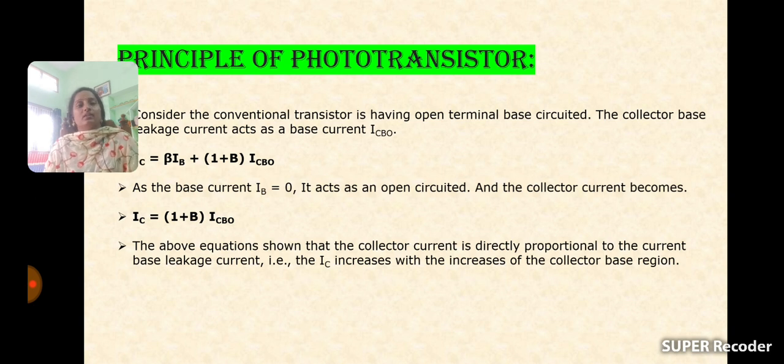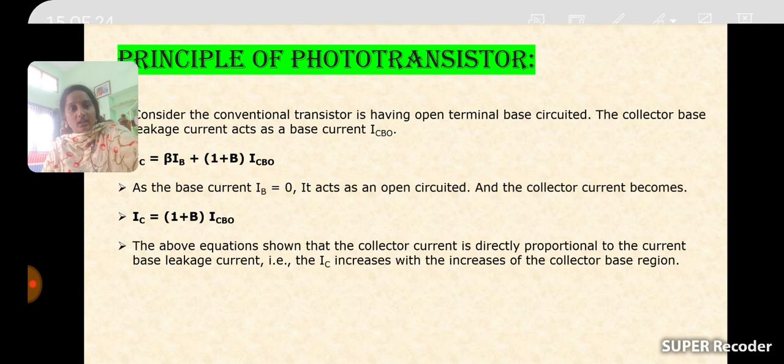We learned it in our first class: IC is equal to what? Beta IB plus (1 plus beta) into ICBO. So here IB is the base current, ICBO is the leakage current. As the base current IB is 0 if it acts as an open circuit. Why, if the base current is 0, does it act like an open circuit?